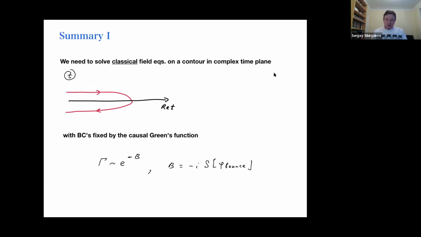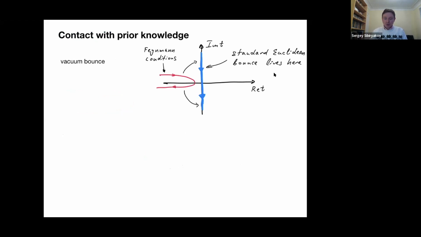The summary is that we need to solve classical field equations on the in-in contour that goes around along the real axis. It actually may be deformed in the complex plane. This deformation may be required to find a non-trivial classical solution. And the boundary conditions are the same as for the causal Green's function on the same contour. Then the exponential suppression will be given by the classical action of this bounce solution on the contour. You may wonder how it's related to what we know from textbooks, how it's related to the Euclidean time picture. And it turns out that in the cases that we're familiar with, this procedure is equivalent to the standard one.